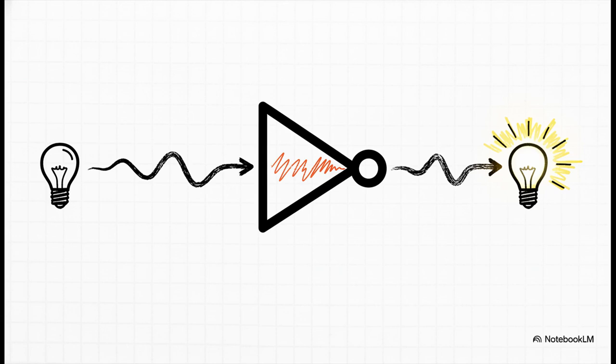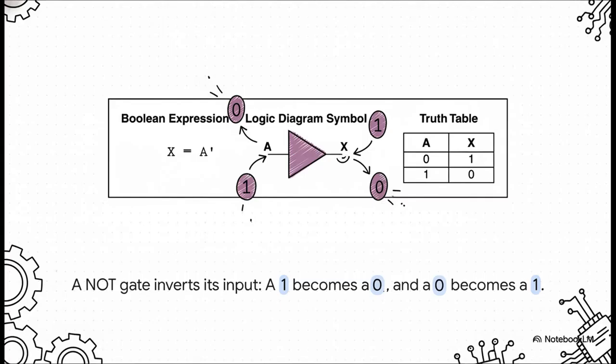First up, we've got the simplest one of all, the NOT gate. Its job is incredibly straightforward. You could call it the ultimate rebel. Whatever you give it, it gives you back the exact opposite, which is why it's also called an inverter. Let's see how this works. It's super simple. The truth table over on the right shows you every single possibility. If the input A is 0, the output X is 1. If the input is 1, the output is 0. See? It's a perfect flip every single time.